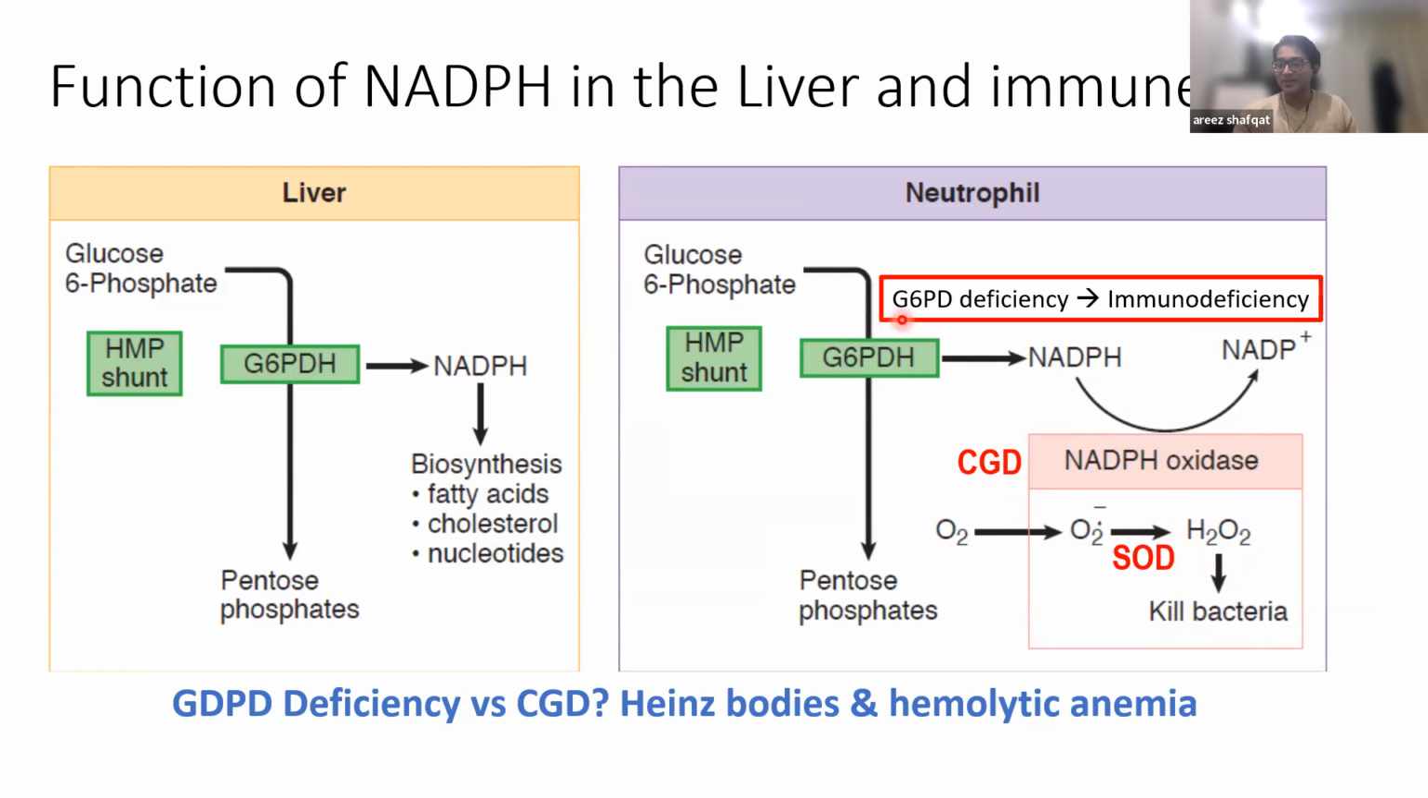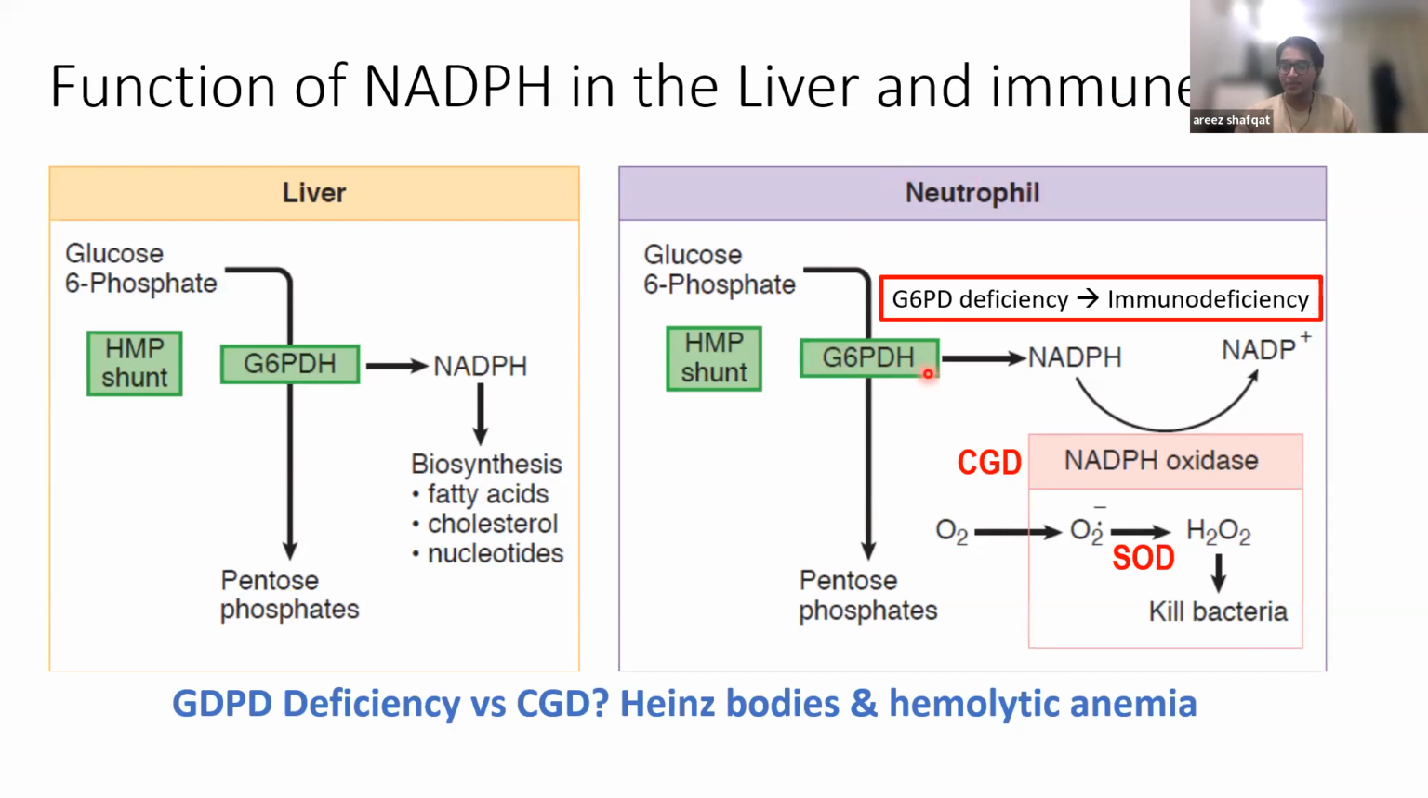G6PD deficiency could give you something similar, all right? Where does the H of the protein go to? Can you repeat? Okay, I'll repeat the function of NADPH in the neutrophil. Neutrophils and macrophages are immune cells which engulf bacteria. They generate reactive oxygen species, which allows them to kill the bacteria, all right?